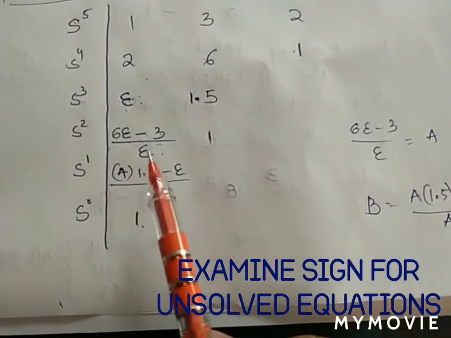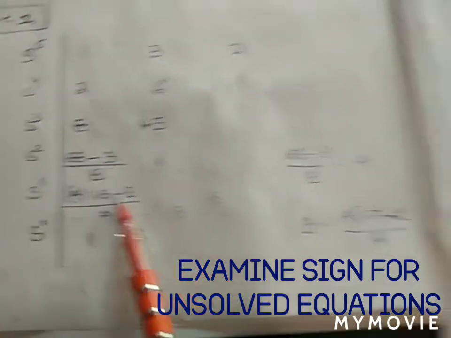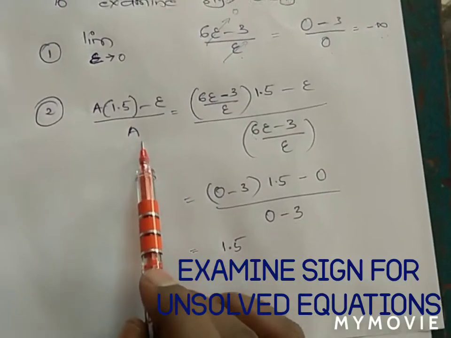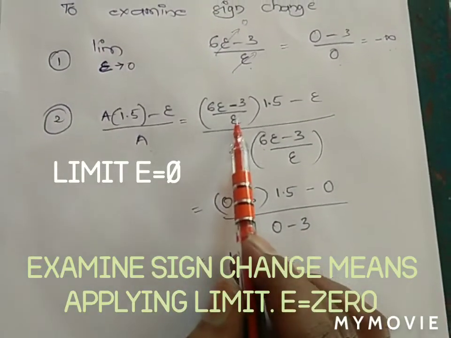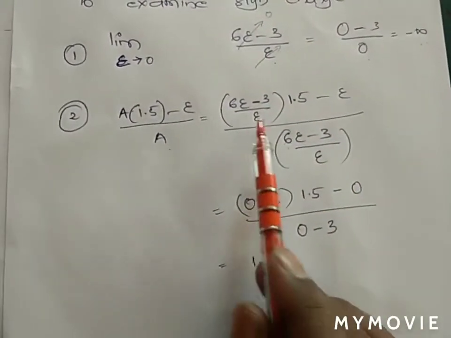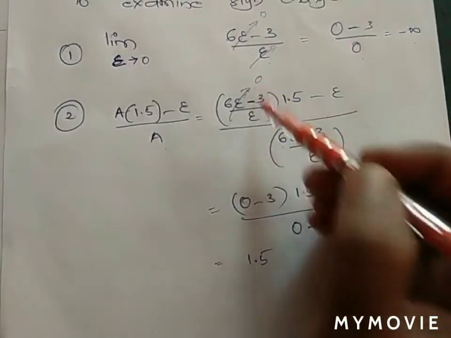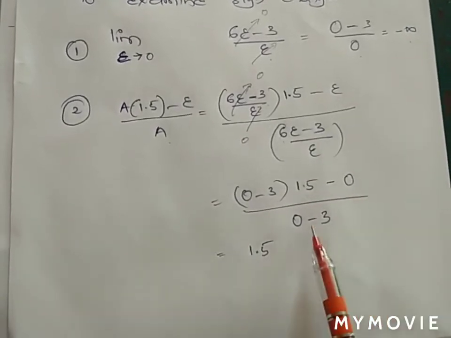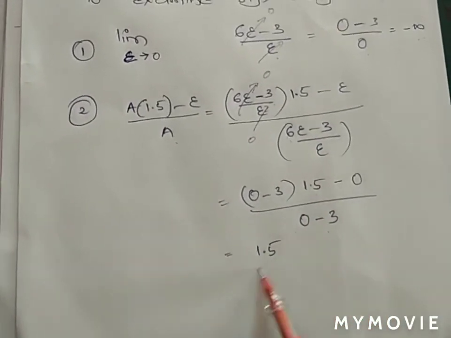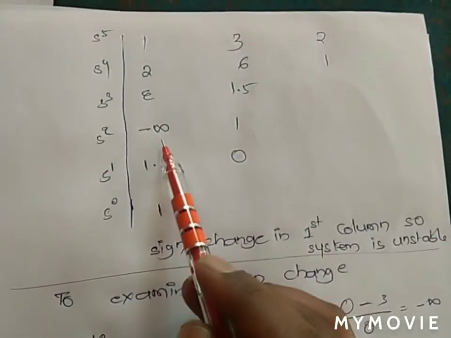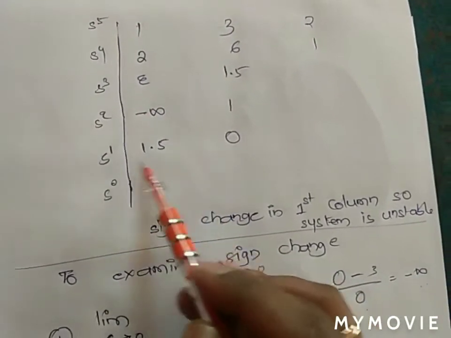Similarly, there is another unsolved term, which I will solve also, that is a into 1.5 minus e divided by a, where a means 6e minus 3 divided by e. If I examine e tends to 0, then 0 minus 3 into 1.5 minus 0 divided by 0 minus 3, so you will get 1.5. Put whatever answers you get in this chart. You got minus infinity here, then 1.5.